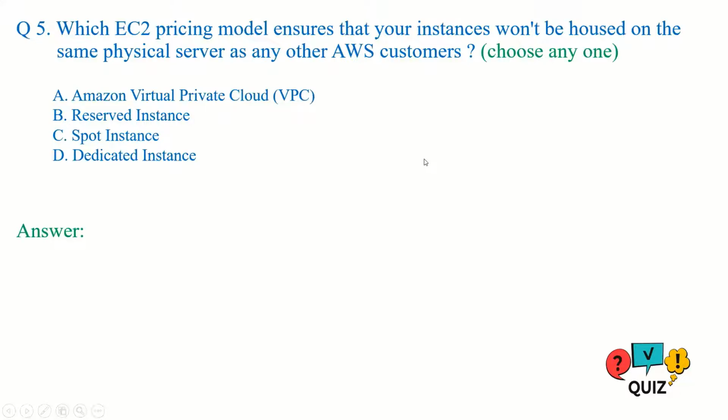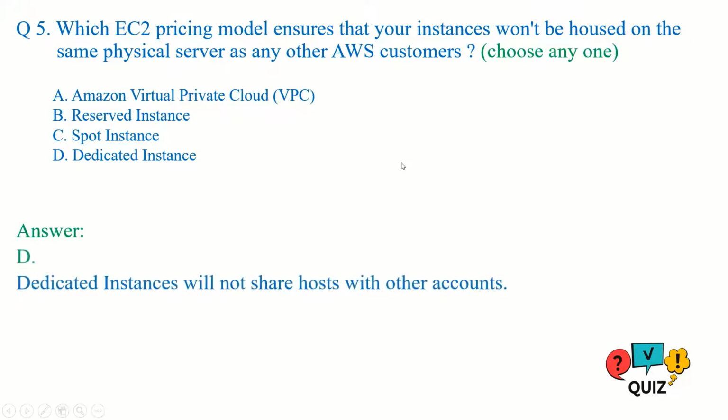Good attempt. So which EC2 pricing model ensures that your instances won't be housed on the same physical server as any other AWS customers? We have 4 answers to go with. You need to select any one, the correct answer. Dedicated instance. That's correct. So dedicated instances will not share a host with other accounts. That means the complete physical hardware is dedicated to you. Good.